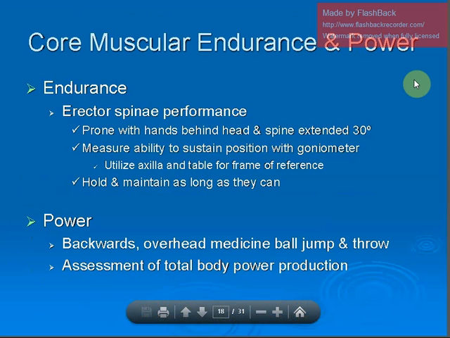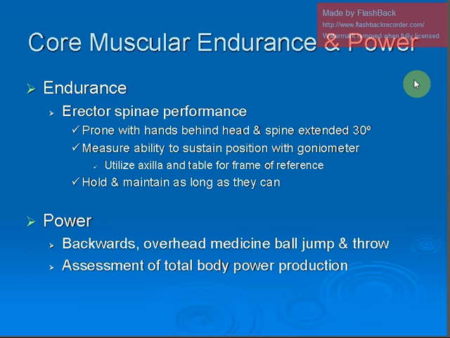So, core muscular endurance and power. For endurance, the erector spinae performance is the important factor. The person lies prone with hands behind the head and the spine extended 30 degrees. To measure the ability to sustain the position, use a goniometer, with the axilla and table frame for reference. Hold and maintain as long as the person can.